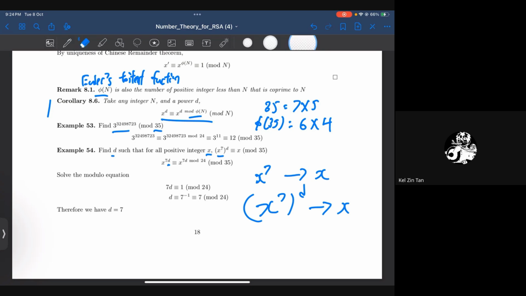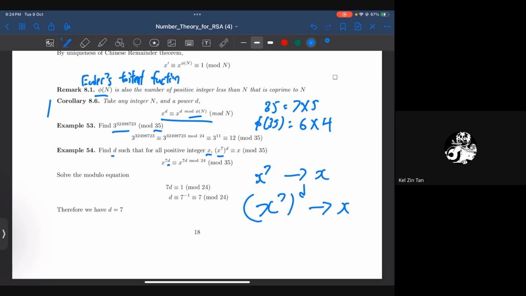From Corollary 8.6, we have that x to the 7d is equivalent to x to the 7d modulo 24. And then you just solve the modular equation here. We have that d is basically 7 inverse modulo 24, and 7 inverse modulo 24 is just 7. So we have that d is equal to 7.